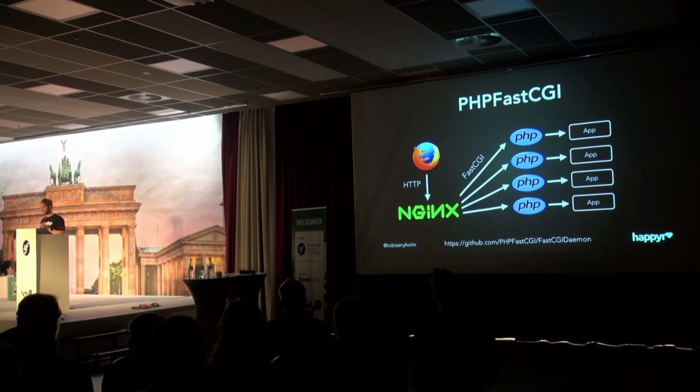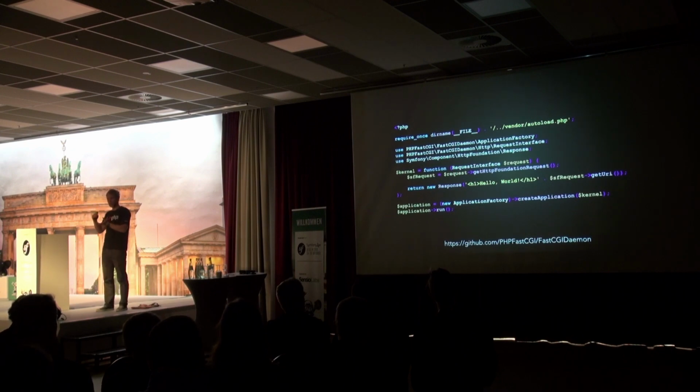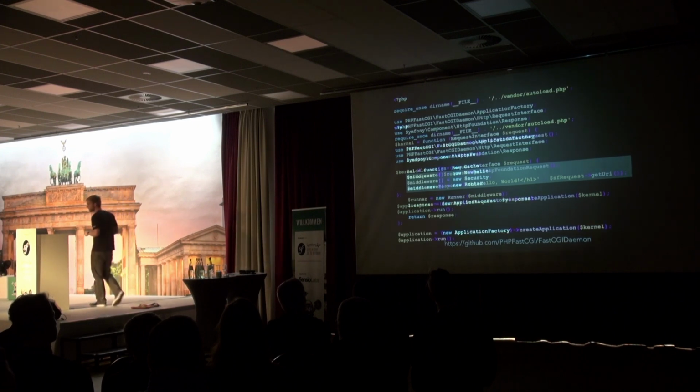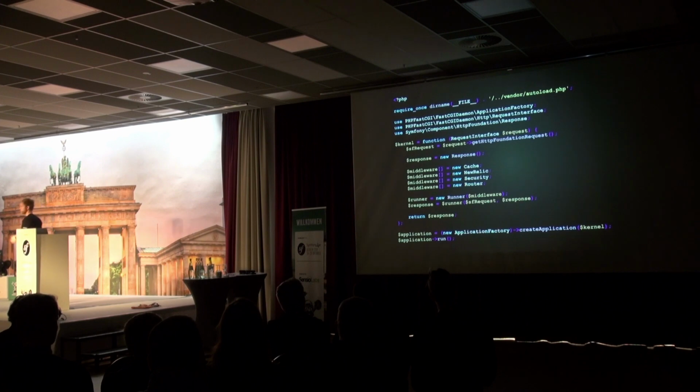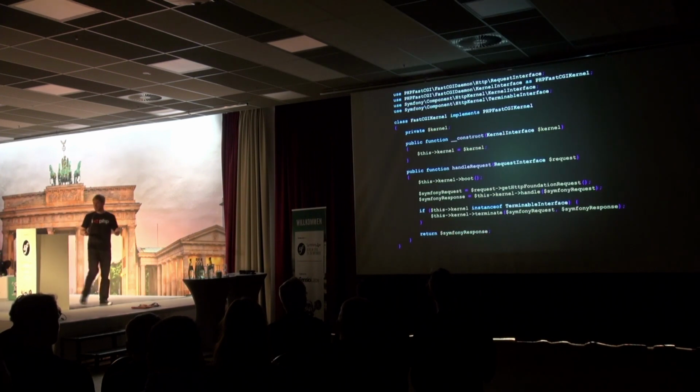FastCGI is a pretty complex protocol, and we don't really want to implement that ourselves. Luckily, there's a library for this. We basically wrap our kernel, our application, within this PHP FastCGI client. You see here this is our application at the moment: we just get a new request and return a new response. If we wanted to, we could have our middleware pattern inside of this kernel. And we could also wrap a full Symfony application in here.